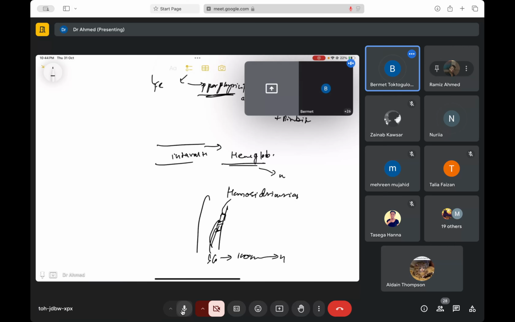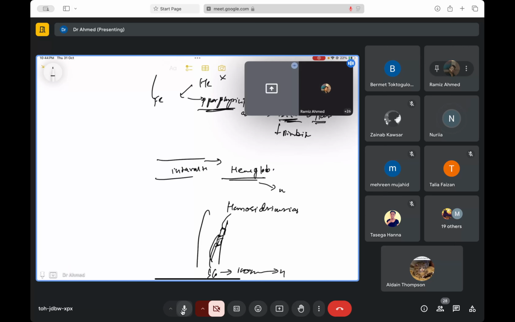What is the difference between intravascular hemolysis and extravascular hemolysis? Extravascular hemolysis happens outside your vessels, right? And the content can be metabolized.